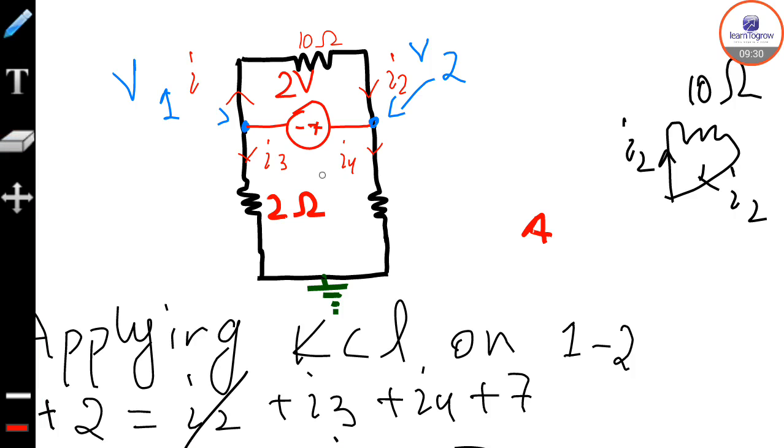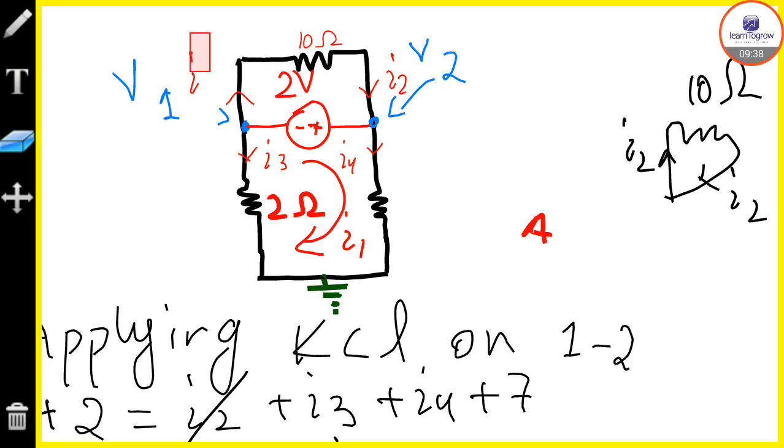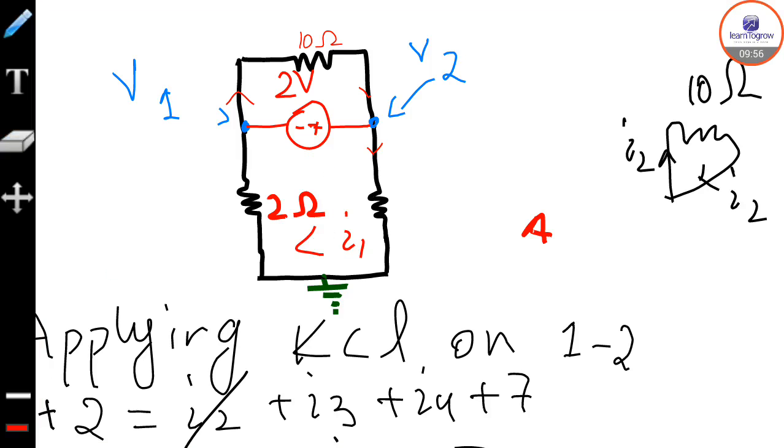In KVL we do looping. Okay. Say that I1 current is flowing in this direction. The I1 that I am removing right now was part of Kirchhoff's current law, but we are now dealing with Kirchhoff's voltage law. We are assigning a new current. Say that I1 current is flowing in this direction.